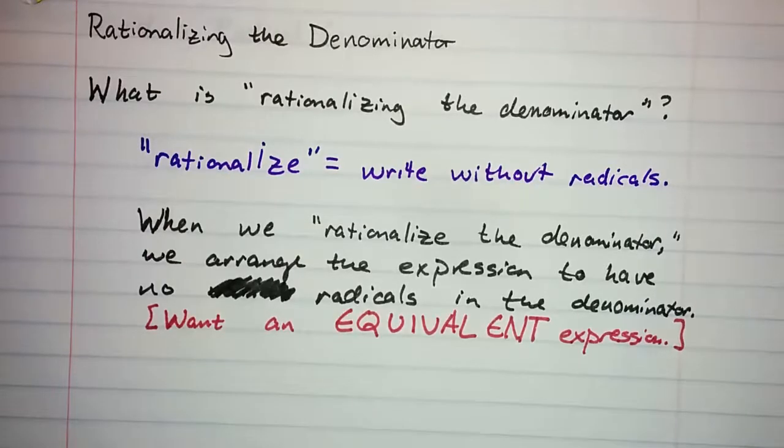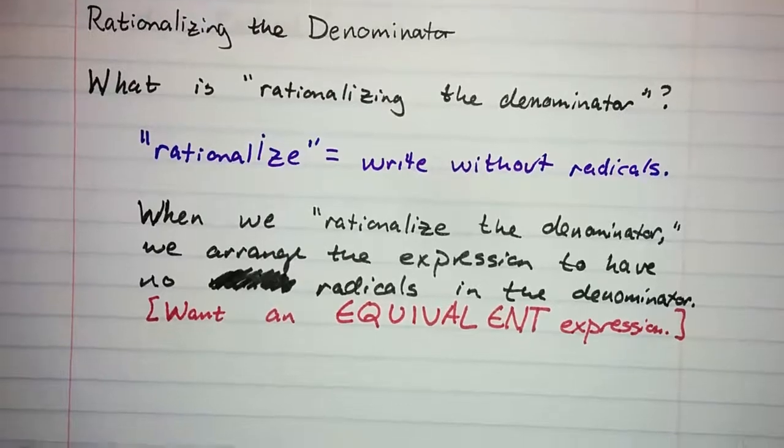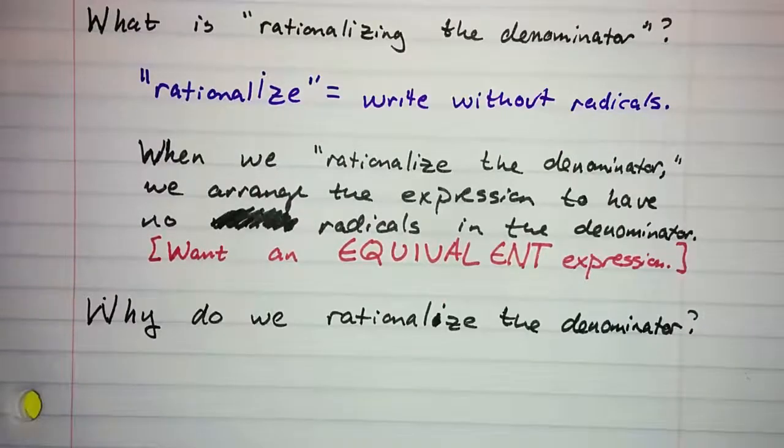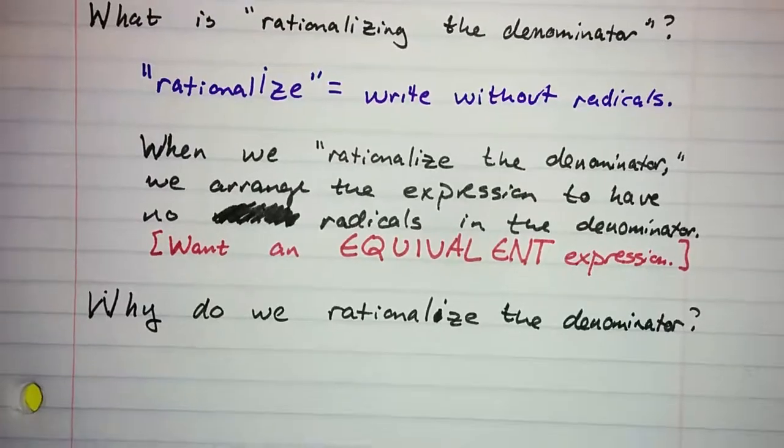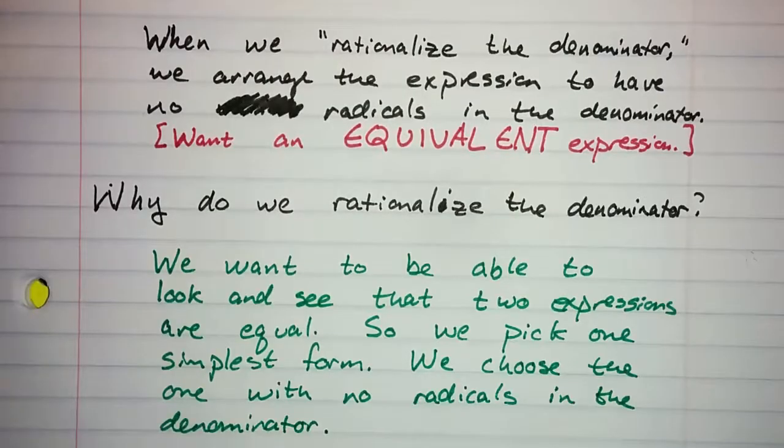All right, this seems like a really weird thing to do. Why do we do it? Well, the reason that we rationalize the denominator is fundamentally the same reason that we do any sort of simplifying. Why do we simplify expressions? We want to be able to look and see if they're equivalent. We want to be able to see that two expressions are equal if they are, or that they're not equal if they aren't. So we pick one form to be the simplest form.